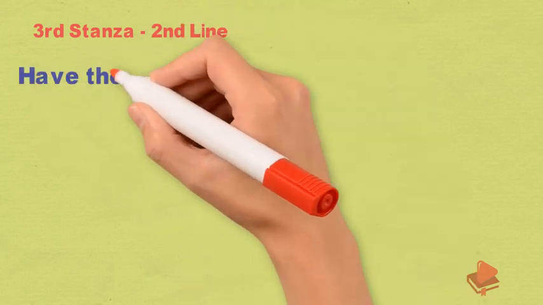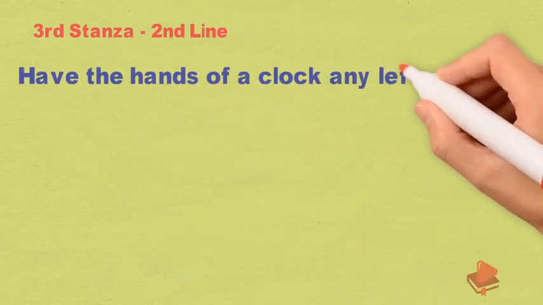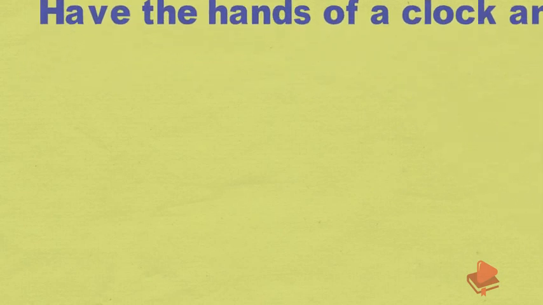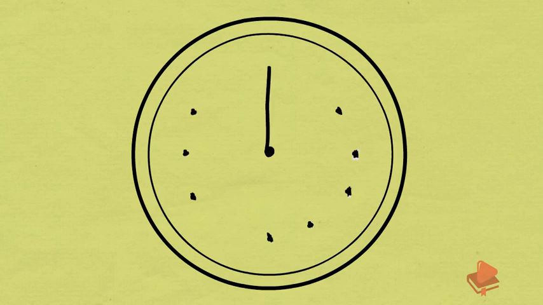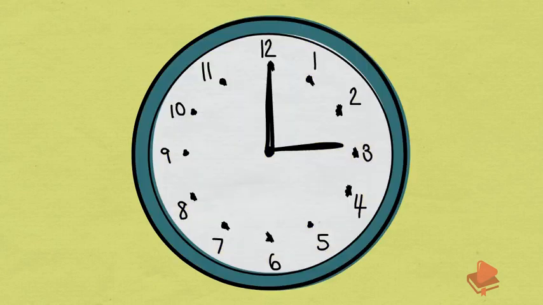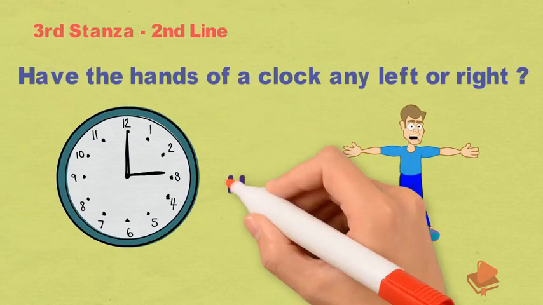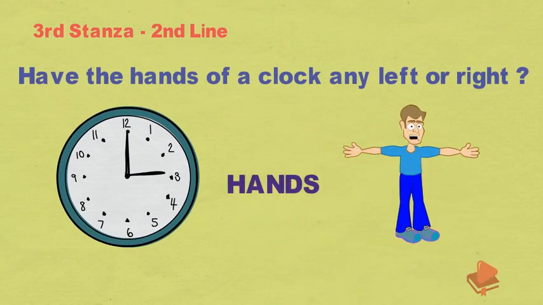Let's see ahead. Have the hands of a clock any left or right? So here the poet is trying to tell us that the clock has a left hand and a right hand. And in this picture you can see that on the other side is a human being, who has a left hand and a right hand. So what does the poet say? He is saying hand is a homograph.